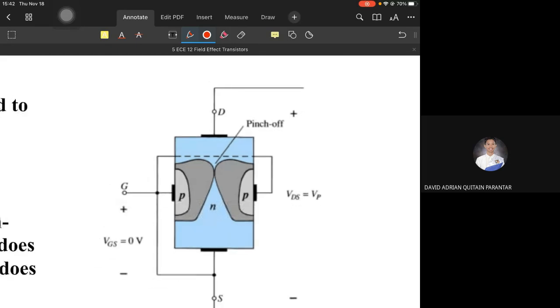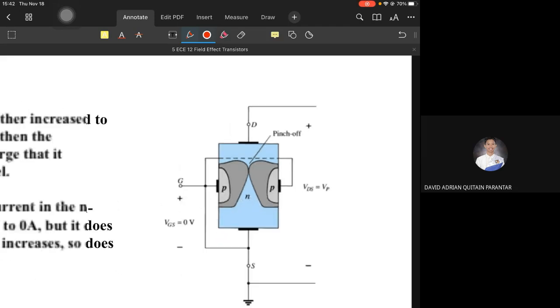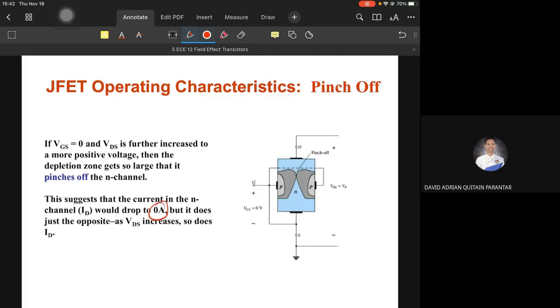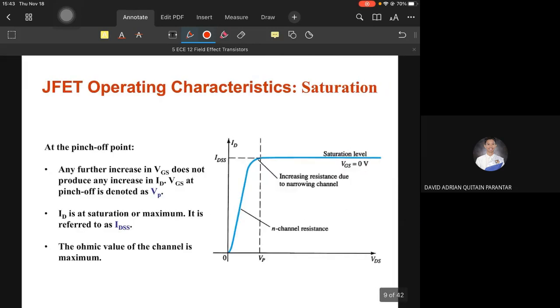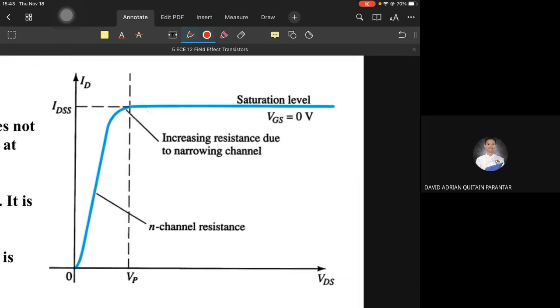Allowing current to flow at a more constant level. The current flow is not 0 amperes, but it will flow at a more constant level. This is better seen in the characteristic curve. At pinch off, any further increase in VGS does not produce any increase in ID. So, ID is at saturation or maximum. Let's focus our attention on the characteristic curve.